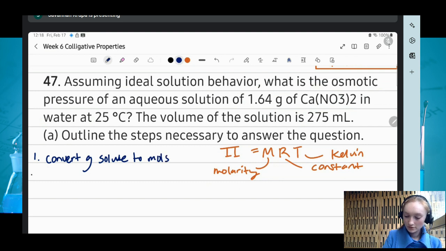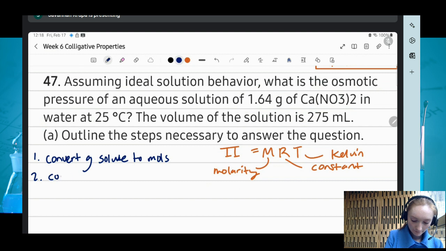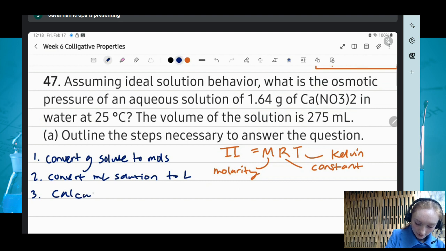And then number 2, it gave us milliliters of the, not of water, the solution. So molarity is moles of solute divided by liters of solution. So we need to convert milliliters of solution to liters. And then number 3, we can calculate the molarity. Calculate M.